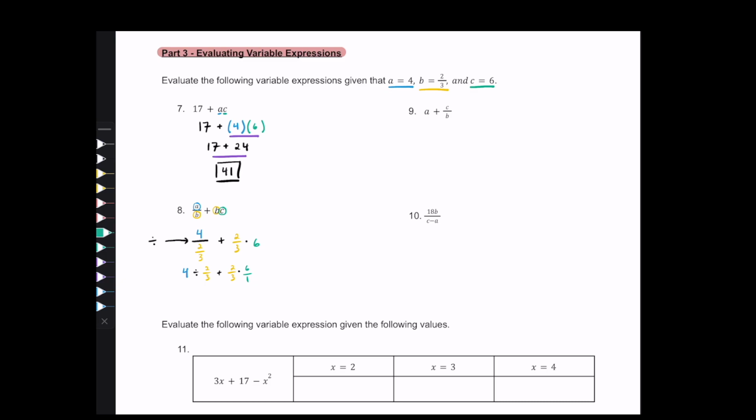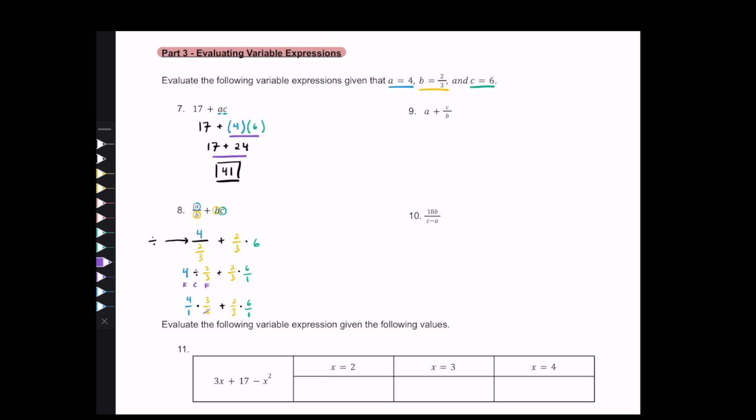Okay, so when we're dividing, just keep in mind that we can do keep, change, flip. So that's really going to be 4 over 1 times the reciprocal, or the flipped version. So that's going to be 3 over 2. And then plus, and then we have this 2/3 times 6 over 1. So I'm trying to be very thorough here. I'm sure some of you can do this in your head, which is great. But in case this is helpful for people, I definitely want to make sure I'm being as clear as possible.